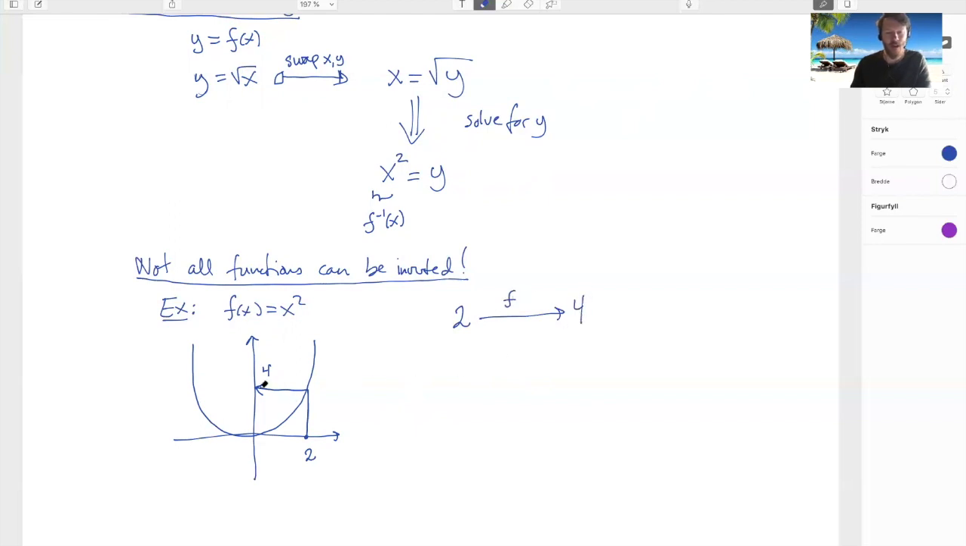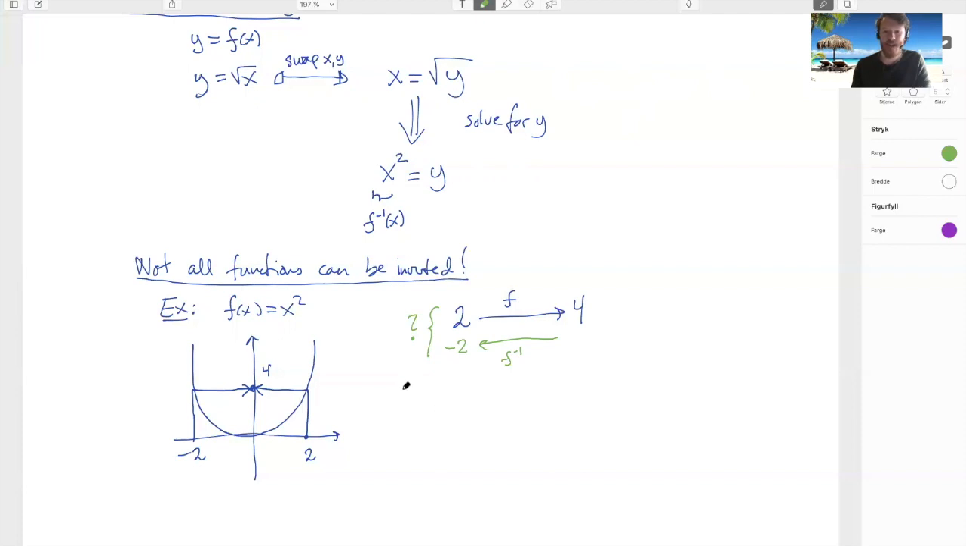And now, what would the inverse do? Well, the inverse would stand at 4 and think, okay, so who is f sending to 4? I want to send him back. Should I send him to 2, or should I send him to -2 here, right? Because f also sends -2 to 4. So here we are having a bit of a conundrum. Should f inverse here send to this or to this? We have a choice. And once we have a choice, everything collapses, okay?